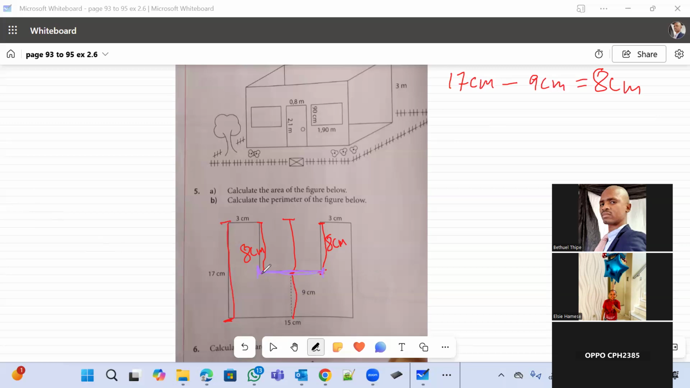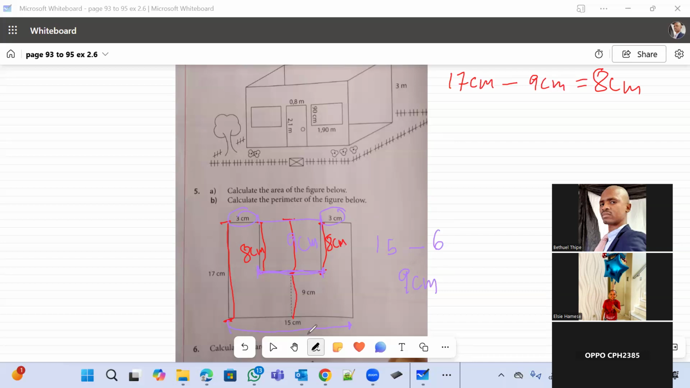Now, another part that I want you to see is this distance from here up to here. What is this distance? This is 15. Subtract 3 and 3, so subtract 6. Now I'm looking for this distance, which is 9. 9 centimeters, which means this is also 9 centimeters.